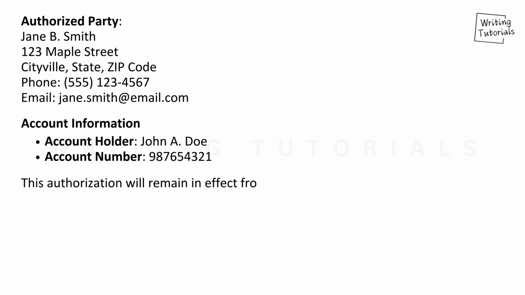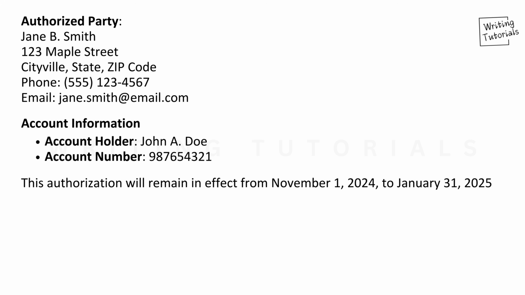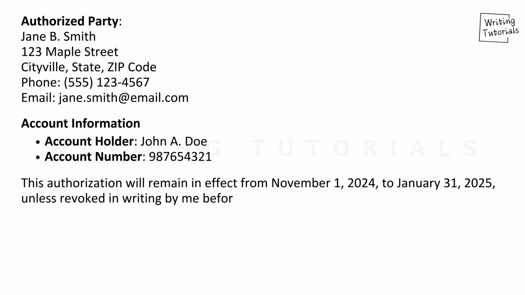Setting the duration of authorization. Now, we need to talk about the duration of the authorization, how long this person can act on your behalf. In the sample, I wrote, "This authorization will remain in effect from November 1st, 2023, to January 31st, 2024, unless revoked in writing by me before this date." Giving a clear start and end date is crucial, as it limits the time your representative has this power. If you want it to be indefinite, you could say, "until further notice," but setting a clear duration is often a safer approach.